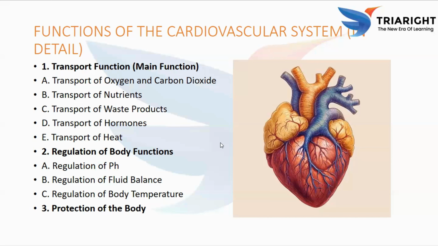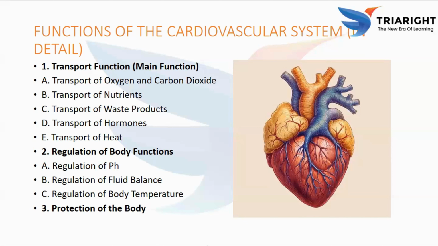And the next function is the regulation of the body function. So what is the regulation of pH? The blood buffers like bicarbonate and hemoglobin maintain the normal pH, around 7.35 to 7.45. And then the regulation of fluid balance. The plasma proteins, especially albumin, maintain the osmotic pressure, right? It prevents excess tissue fluid buildup, which is called edema. And C, it's a regulation of body temperature. When vasodilation, the widening of vessels, takes place, it results in heat loss. When narrowing of blood vessels takes place, that is vasoconstriction, the heat is conserved. So this is about the regulation of the body function.